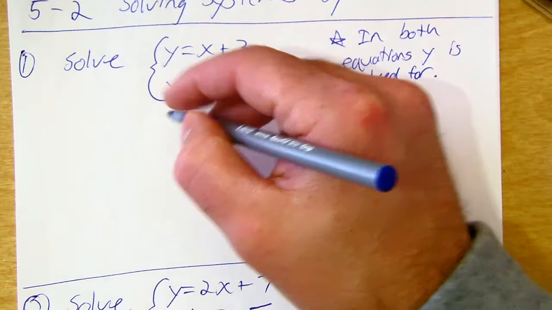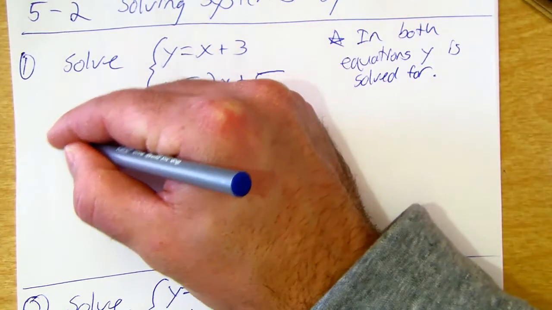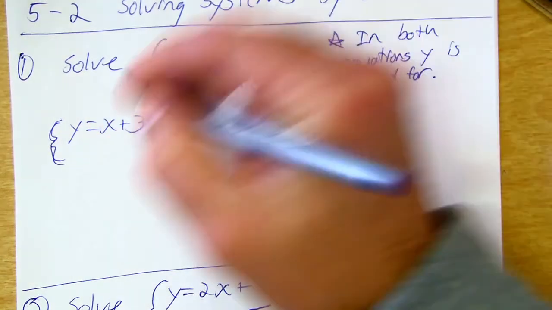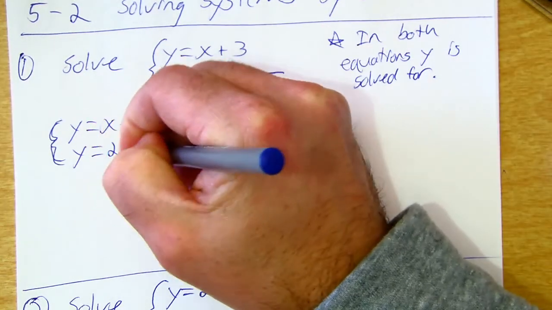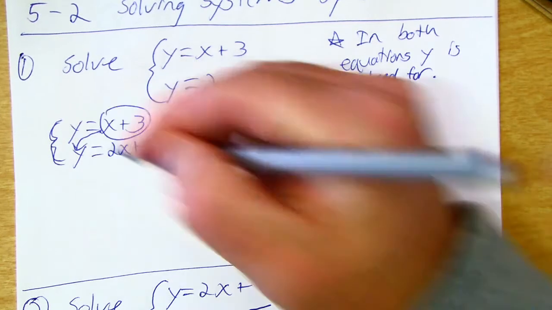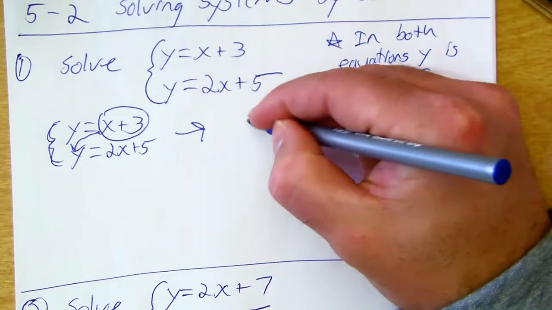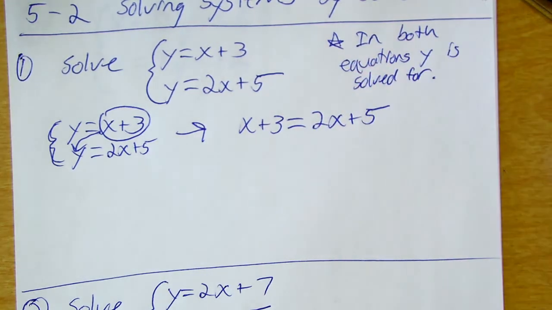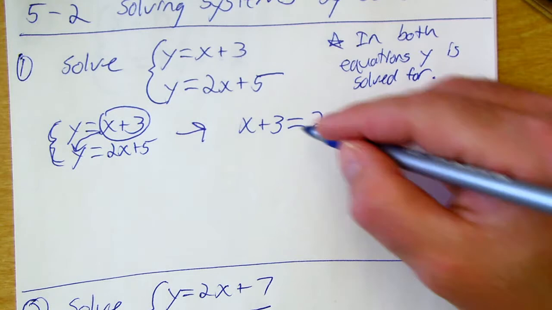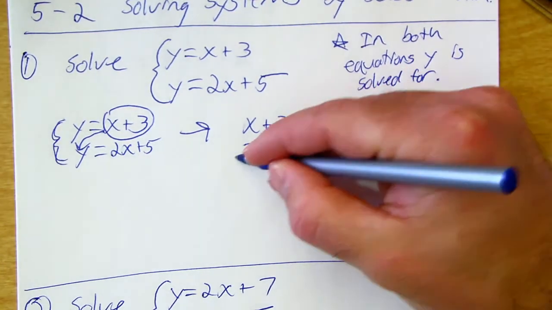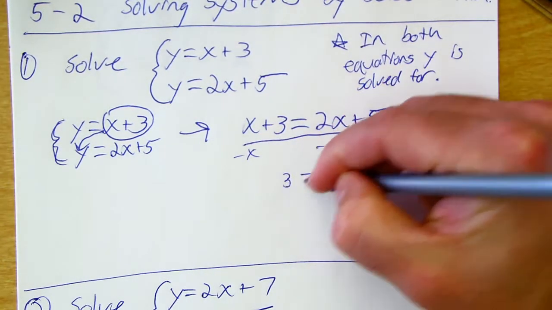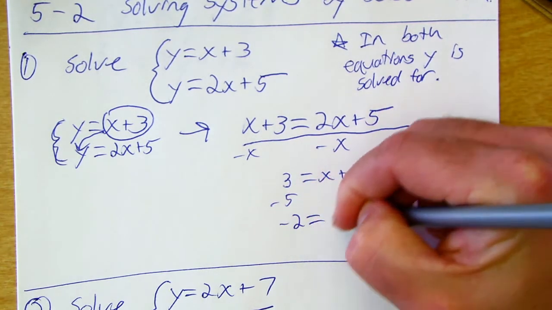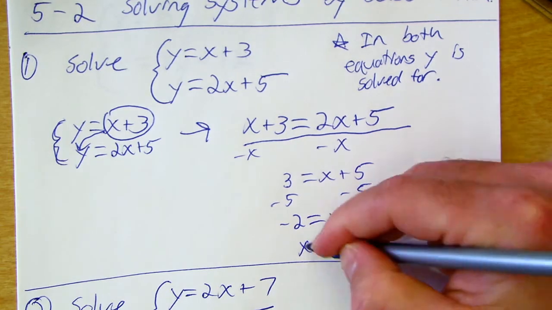So what I can do is substitute, let me just rewrite these. I can take this x plus 3 and put it in for y in that second equation, and now I have x plus 3 equals 2x plus 5. So now I just got to solve this equation. I'm going to subtract 1x from both sides. I get 3 equals x plus 5. Subtract 5 from both sides, so I get negative 2 equals x. So that means x equals negative 2.